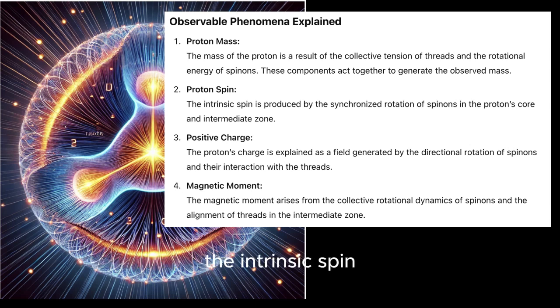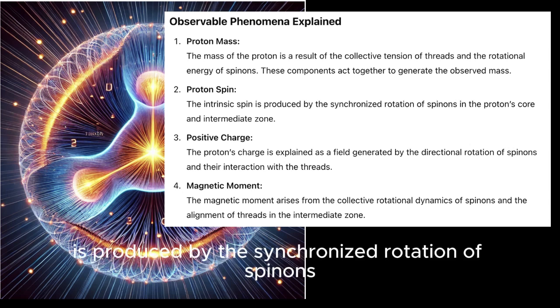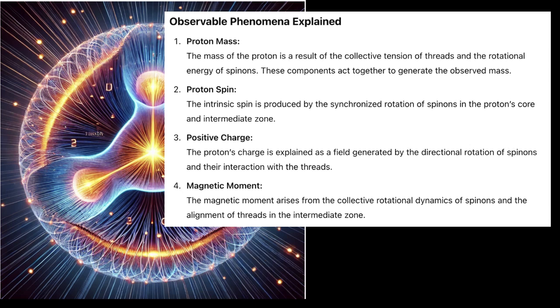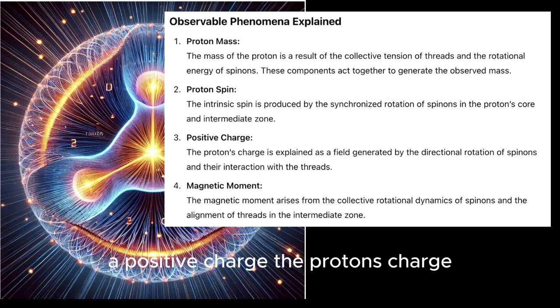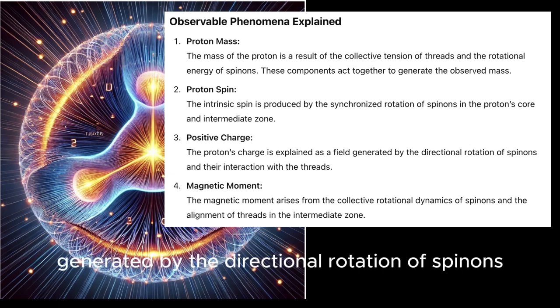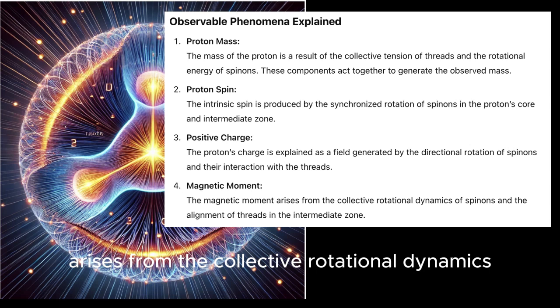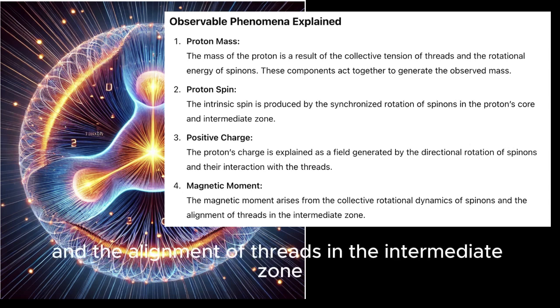Proton spin. The intrinsic spin is produced by the synchronized rotation of spinons in the proton's core and intermediate zone. Positive charge. The proton's charge is explained as a field generated by the directional rotation of spinons and their interaction with the threads. Magnetic moment. The magnetic moment arises from the collective rotational dynamics of spinons and the alignment of threads in the intermediate zone.